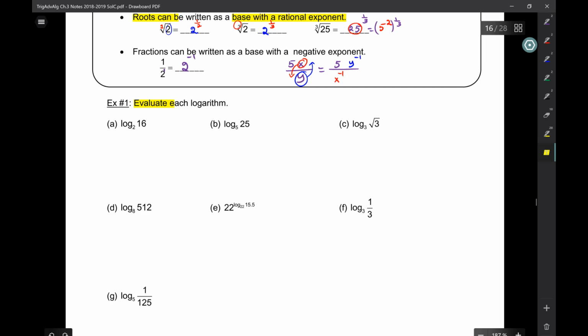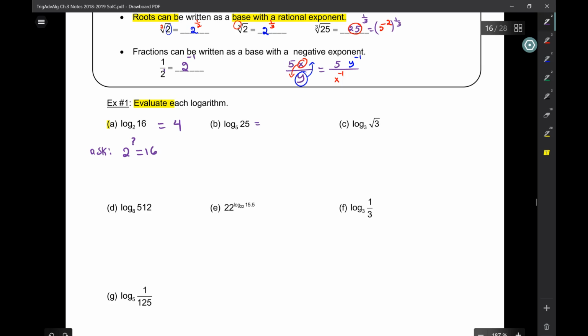So you ask yourself, what is 2 to the what? And what is it? 4. Not much work to show here. That's why this will go on the non-calculator section. Yeah, but when you get to a big number. I know, but I won't give you such a big number. You'll be okay. So what about this one? What's the exponent of 5?